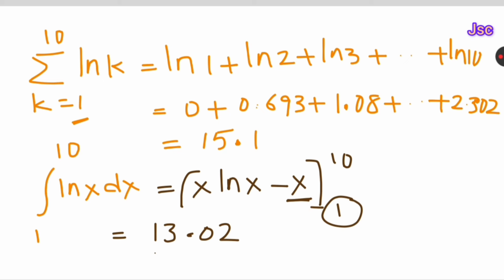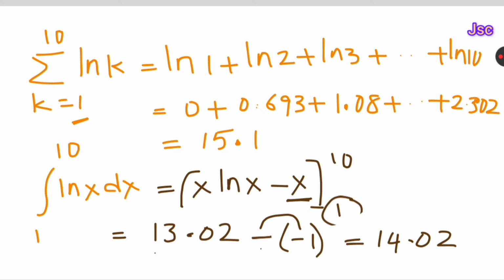Still we need to apply the lower limit. Minus the lower limit: 1 times ln 1 minus 1. ln 1 is 0, so 1 times 0, this term turns into 0. Then minus 0 minus 1 gives minus 1 only. 13.02 minus the minus term gives plus, so it gives 14.02, isn't it?